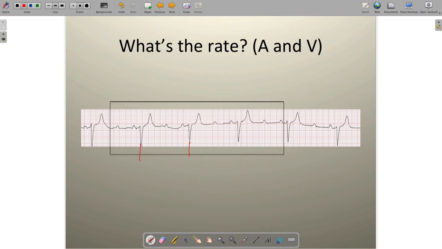I'm going to start here, and we're going to use the 300 sequence method. Let's see what happens here. So I'm going to say, here we go, 300, 150, 100, 75, 60. Uh-oh, I'm out of numbers. So maybe that wasn't the best method for me to use.